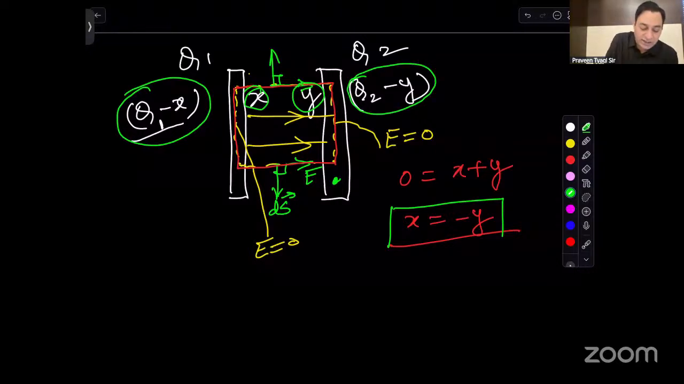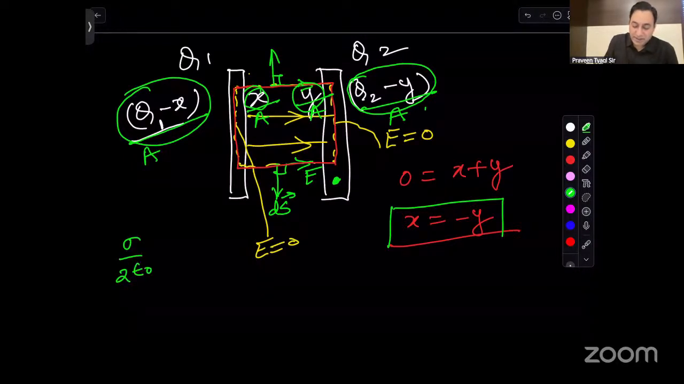There are four layers. One layer is this, divided by area will give me sigma, and similarly for the others. All these will give you that the net electric field here is zero. We know that due to one layer, it is sigma upon 2 epsilon naught. So the net electric field at this point due to layer 1, layer 2, layer 3, and layer 4 will be how much?